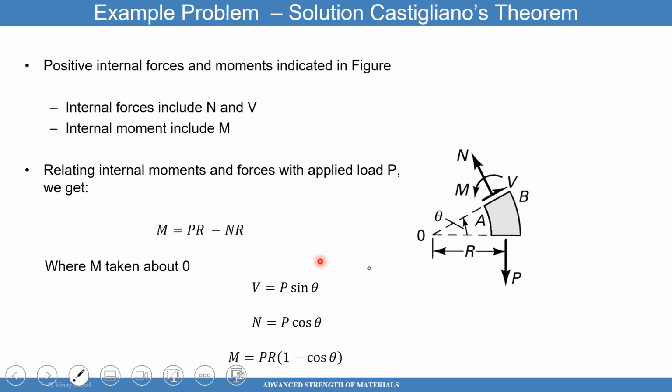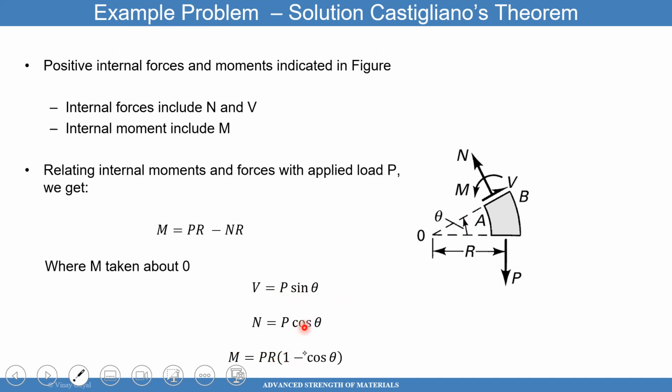You can also notice that this shear force V is P sine theta, and the force N here is P cosine theta. I'll let you do the math. It's pretty much geometry. If this angle is theta, then this should be the shear and normal force. So the moment then is equal to PR.